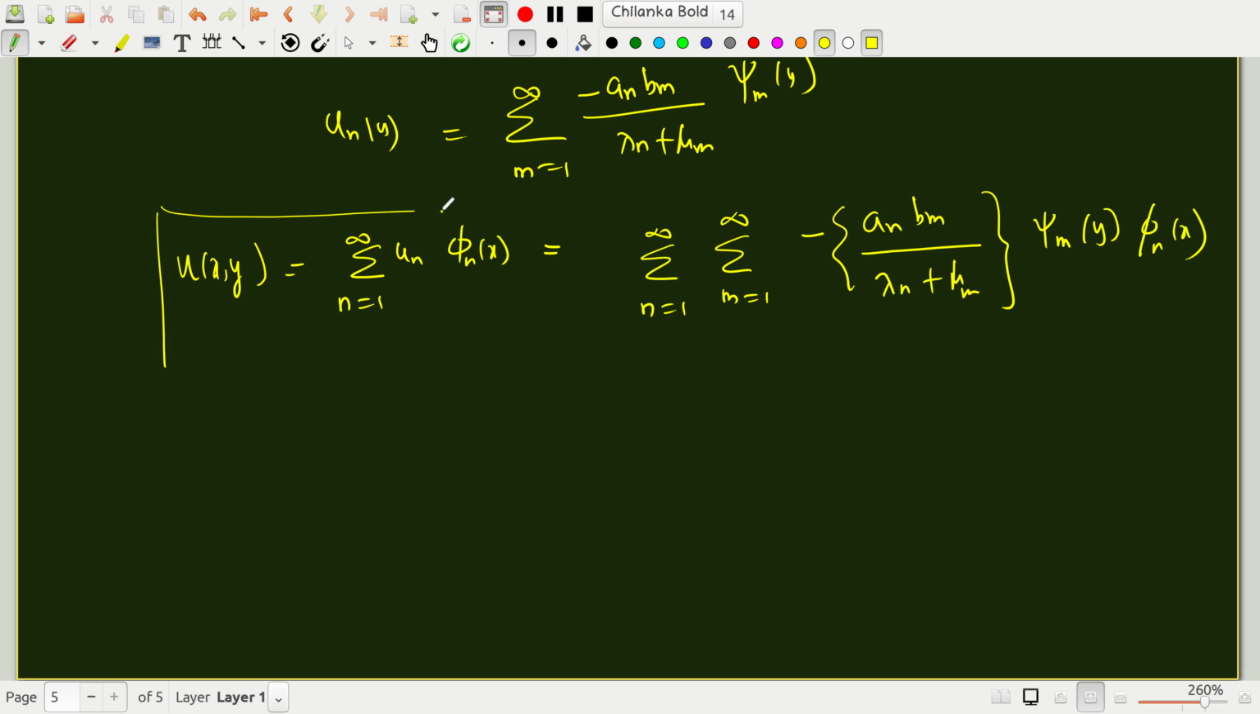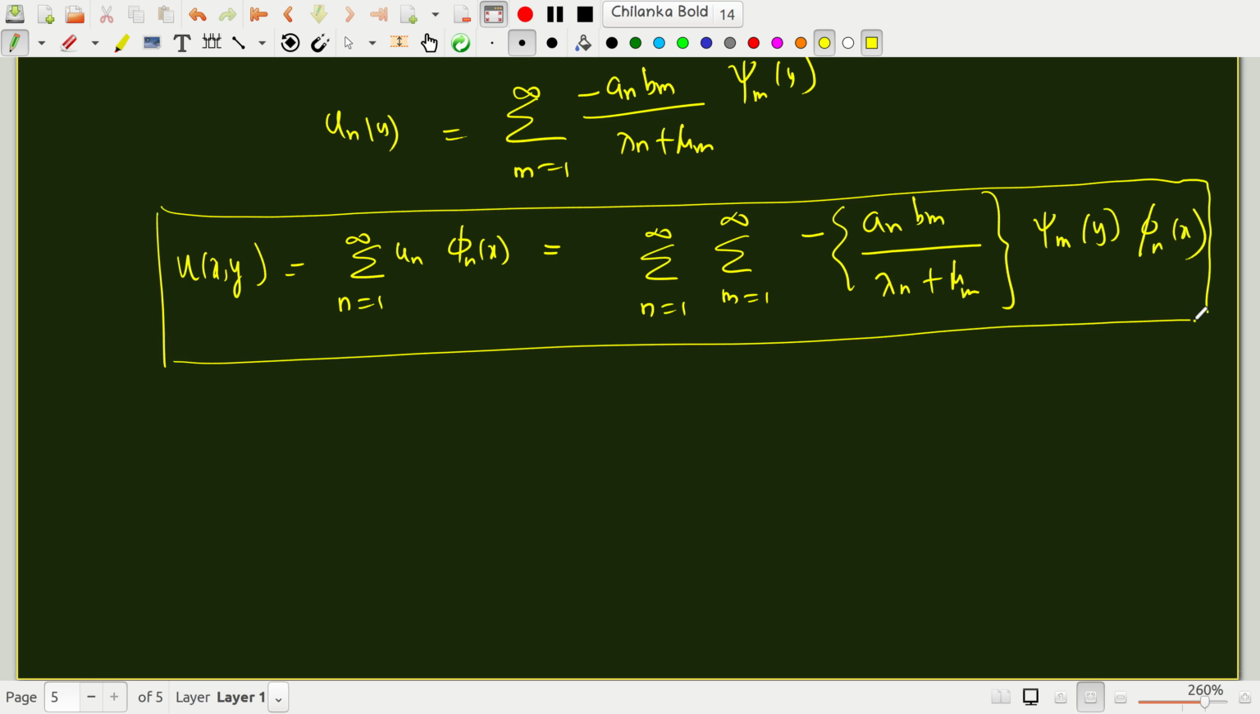Okay, this is the final solution to the problem using eigenfunction expansion. Always in the method of eigenfunction expansion or finite Fourier transform, the final solution will be in terms of a summation over all the eigenfunctions, where we know what the ans are, what the bms are. These are the coefficients expressed in terms of integrals. These are the eigenvalues of the two eigenvalue problems that we solved. This is how one solves.